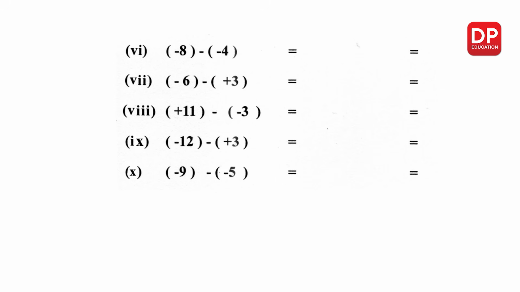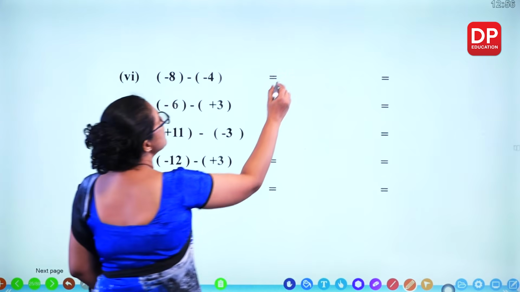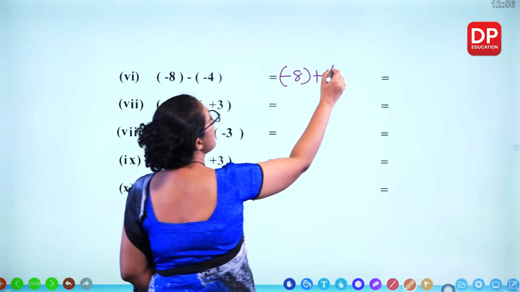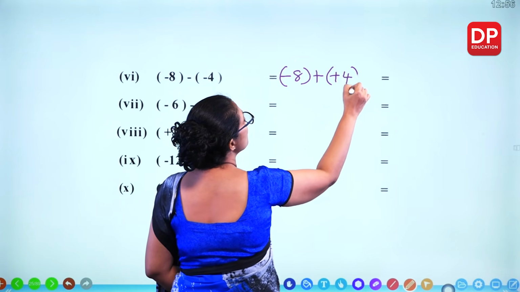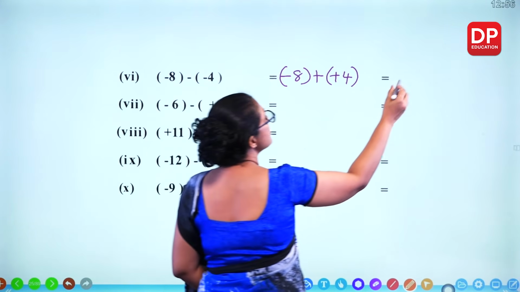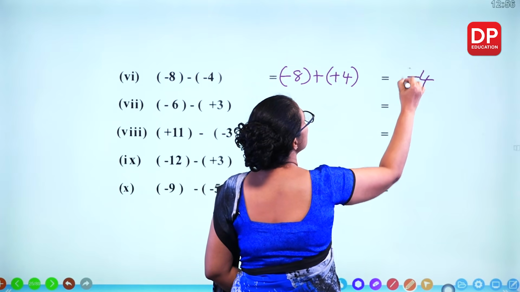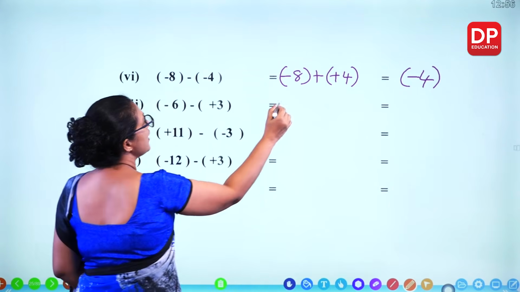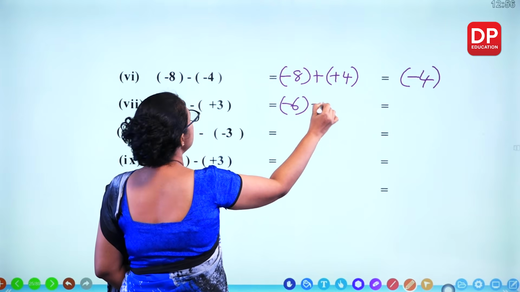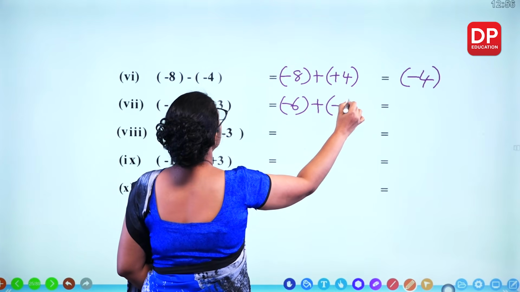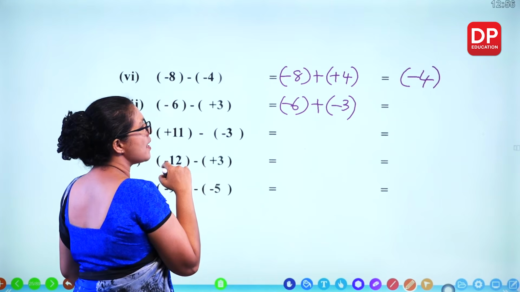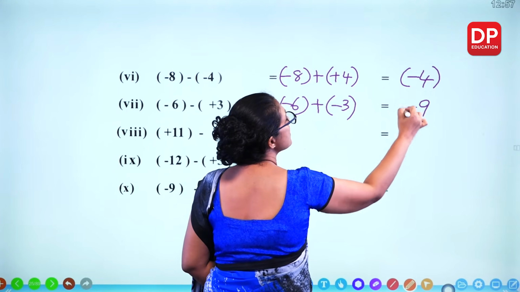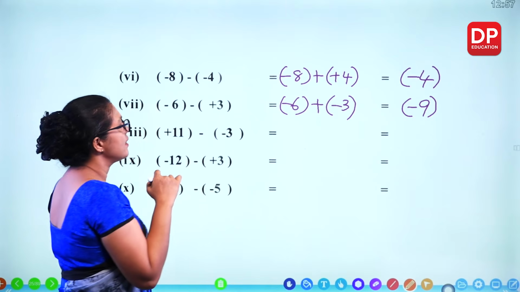Here also you can do the same thing. Minus 8, adding the additive inverse of minus 4. That's plus 4. So take the difference. That's 4. Put the sign of the bigger number. That's minus 4. Minus 6, addition of the additive inverse. That's minus 3. Both signs are the same. So add it and put the sign, minus 9.